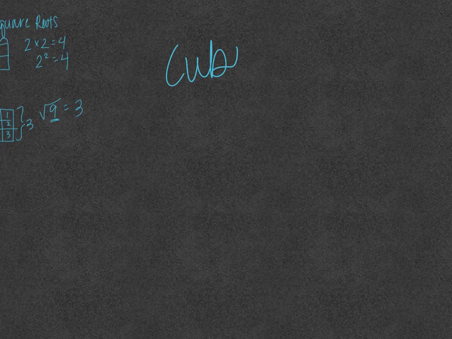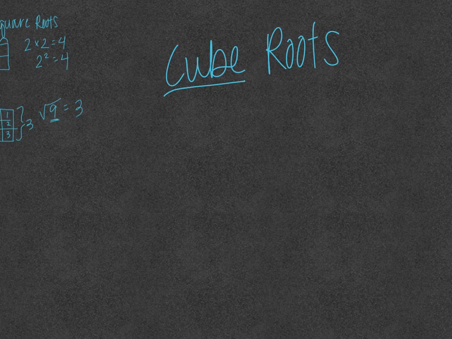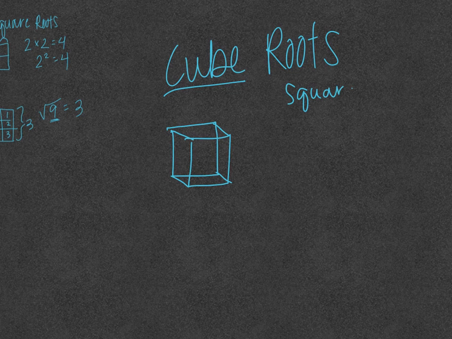So now, to talk about cube roots, think about square roots. With squares, we were dealing with squares, and now we have cube roots, so we're going to be working with cubes, which is the three-dimensional shape of a square. So squares are two-dimensional. For those of you in art class, I'm sure you talk about the dimensions. And cubes are three-dimensional.